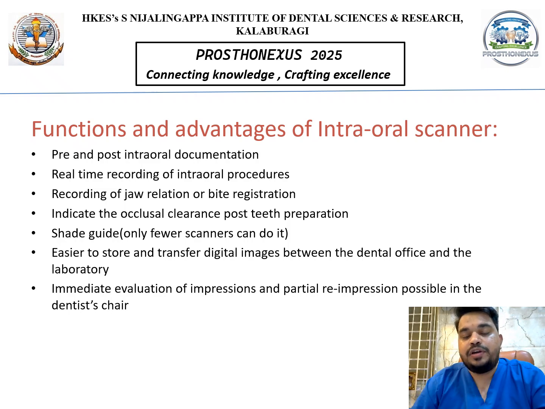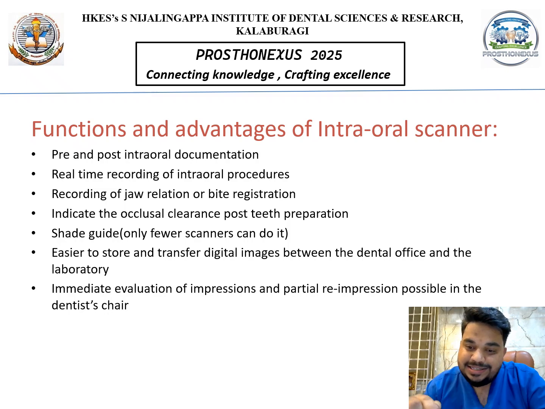So if there is less clearance, you can make the chairside changes, so that your technician doesn't send you the model telling you there is less clearance and to increase it again. All those things can be avoided. You can just remove that part from the scanning, increase the clearance, then rescan only that area, so you will get the accurate clearance.